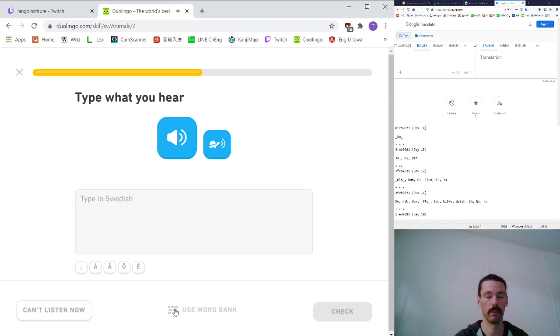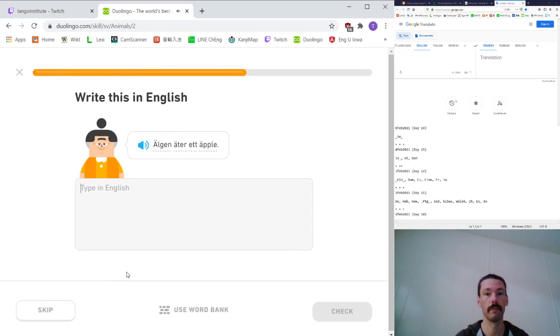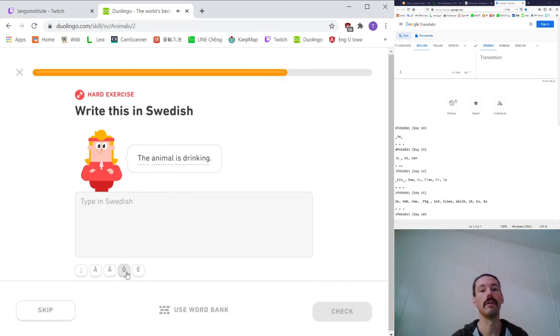Björnen dricker vatten, which means the bear drinks water. Älgen äter ett äpple. Älgen, the moose, eats an apple. Animal is drinking. Djuret dricker. That is all. Moose. Älgen, en älg.